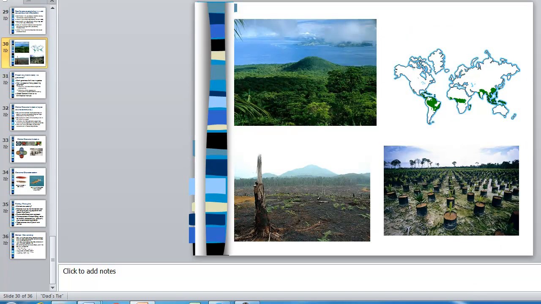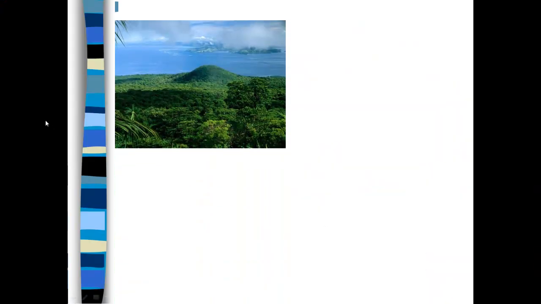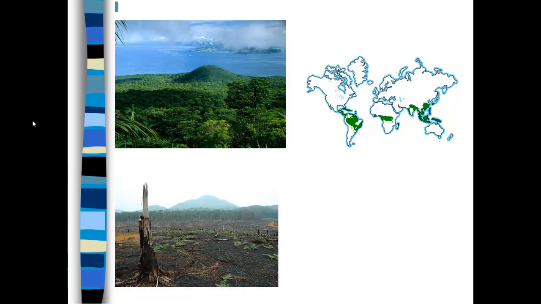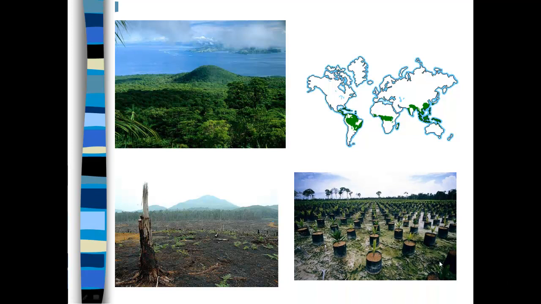Here's an example, let me go back to my slideshow. A very lush rainforest. And there are the lands where rainforests are being depleted. Logging and over timber production can leave rainforests just barren. But there is an effort to repopulate rainforests. You can cause the rainforest to recover through sustainable agriculture and sustainable timber use.